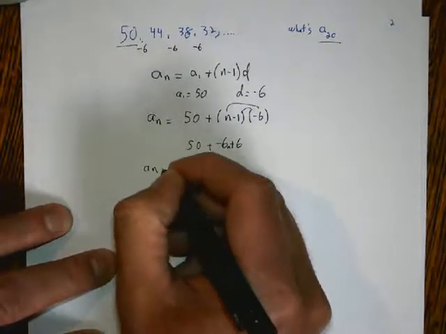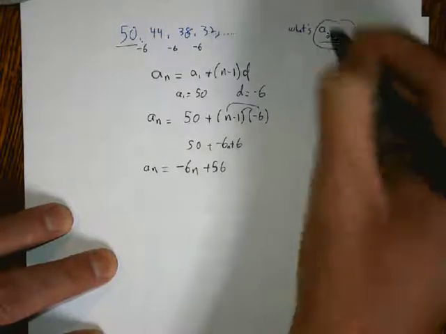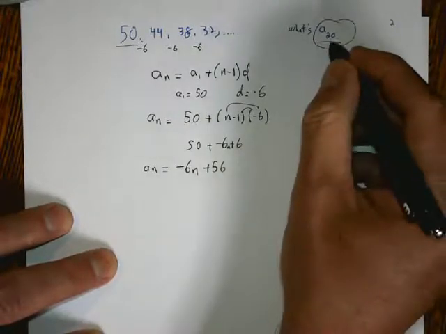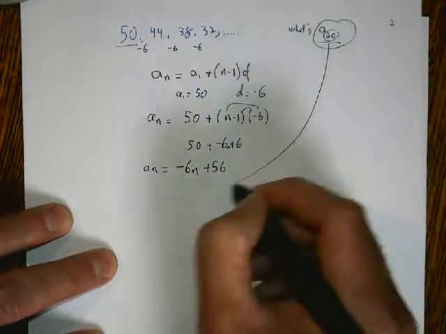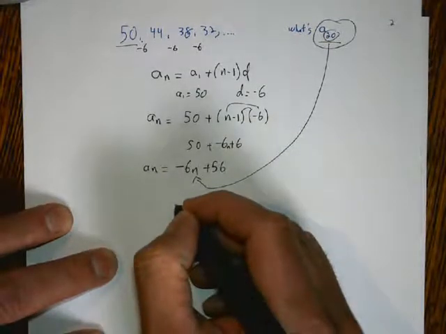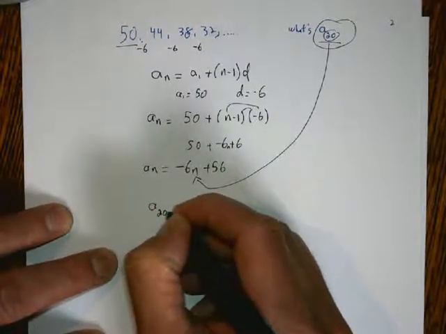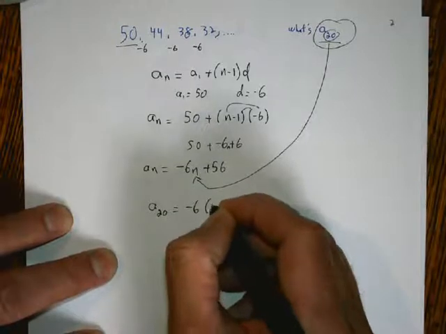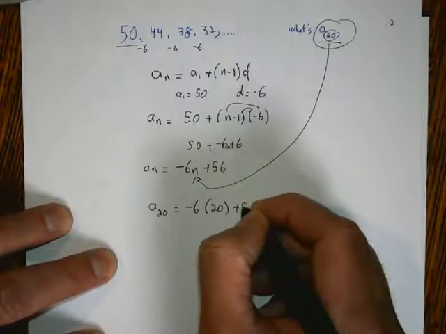And if I want to figure out what the 20th term is, this is the n value that gets thrown into here. So the 20th term will be negative 6 times 20 plus 56.